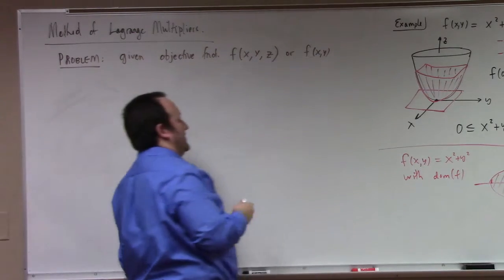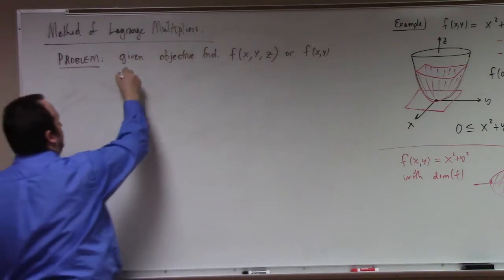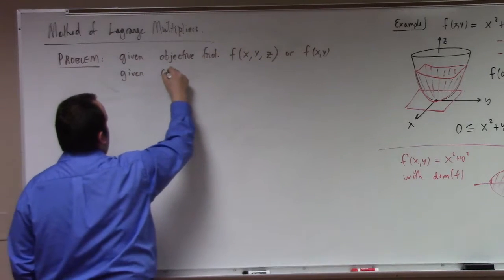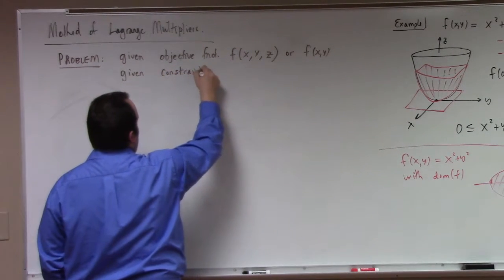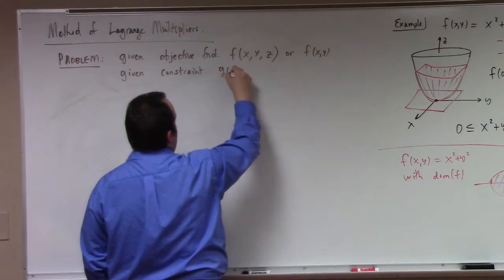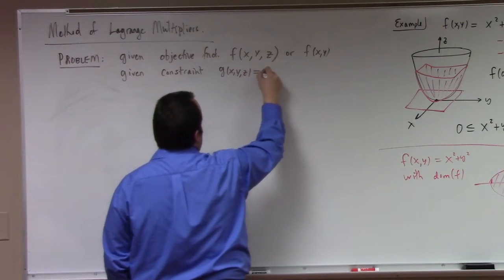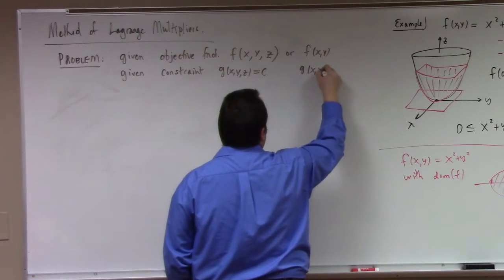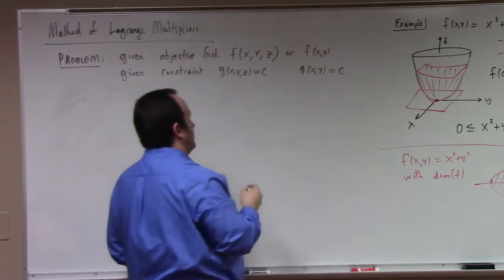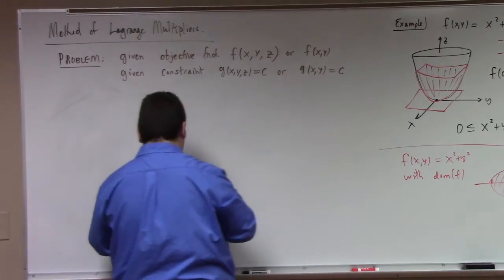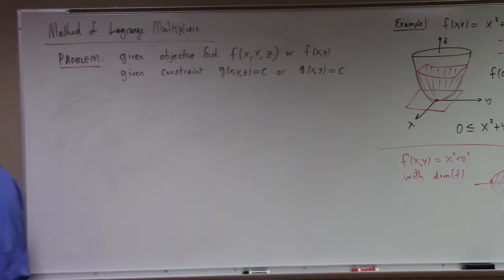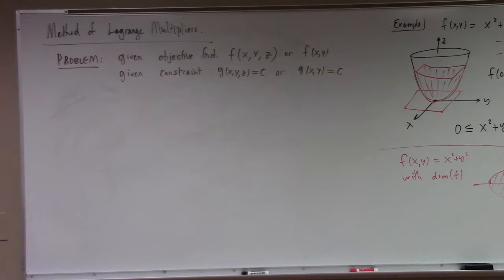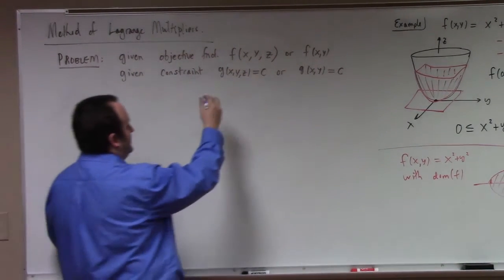I guess it could have more, and you're given a constraint. The constraint is either something like g of x, y, z equal to a constant, or g of x, y equal to a constant. So in other words, we're either going to look at a function of 3 variables and try to figure out where it is largest or smallest on a surface. So this would be a constraint surface.